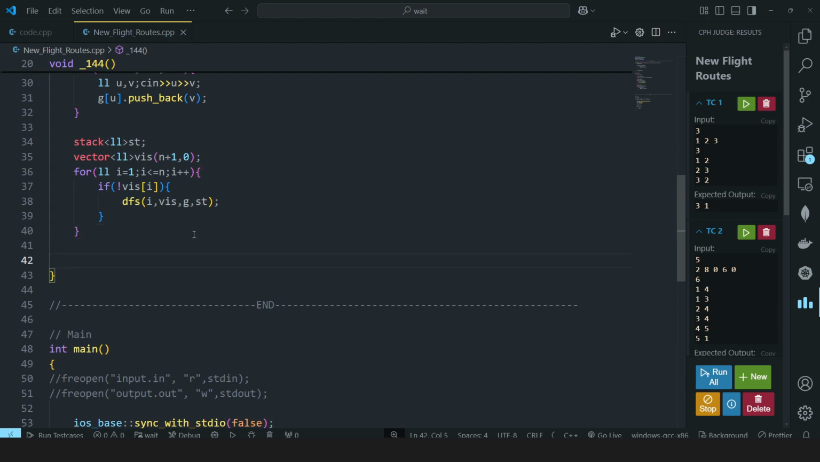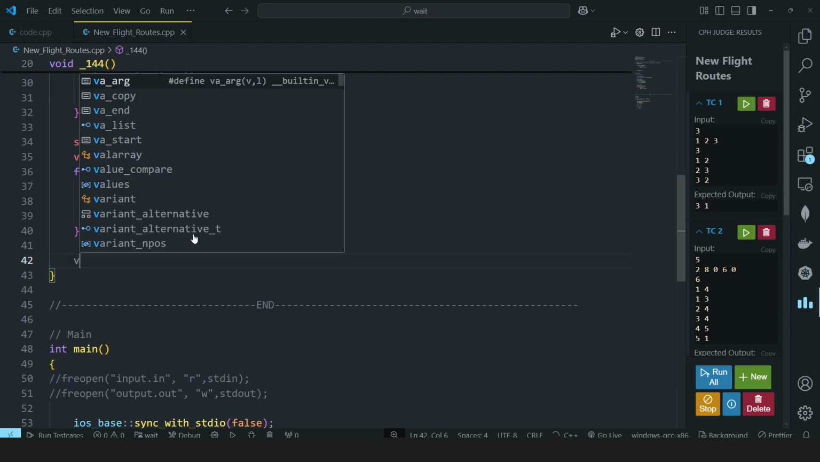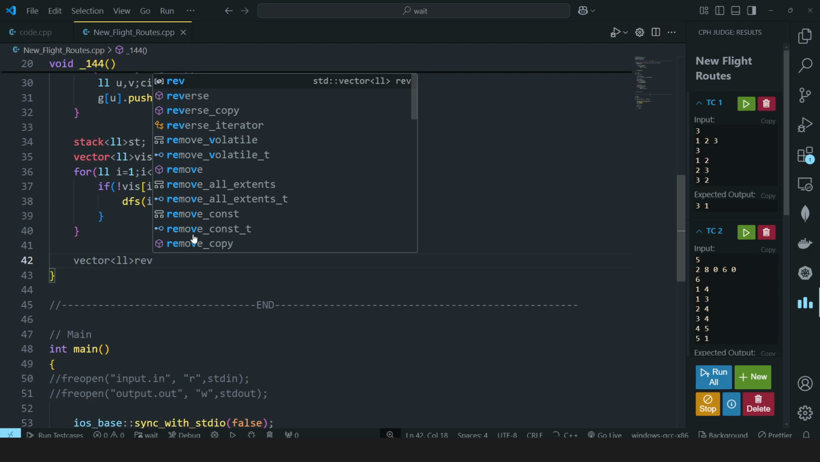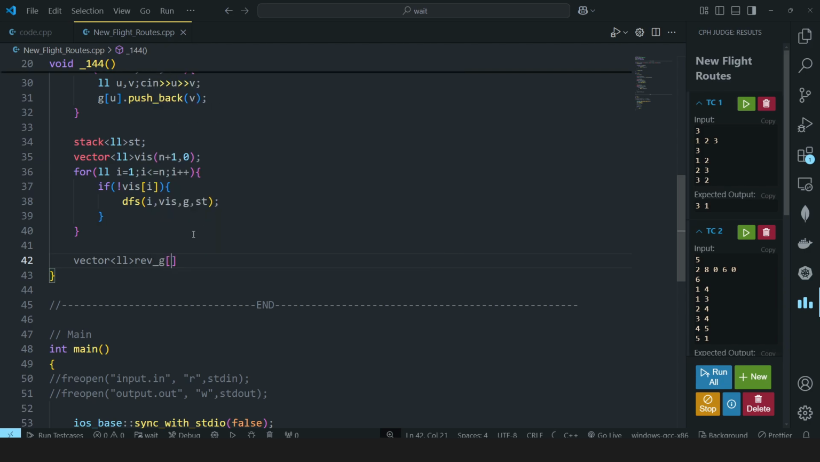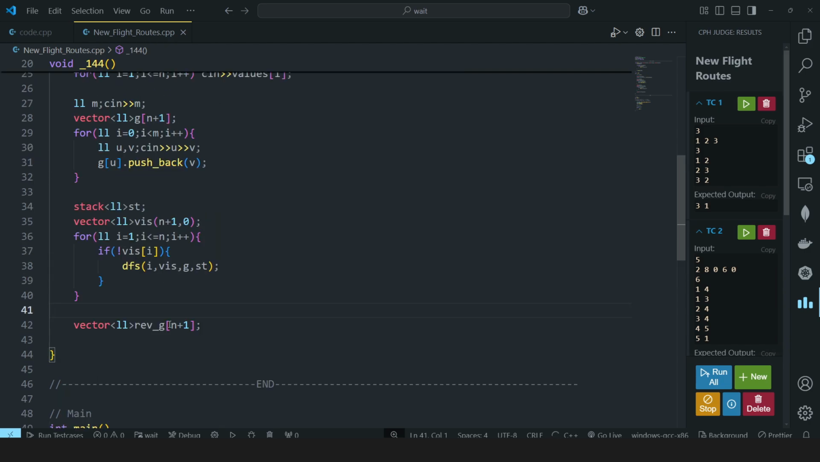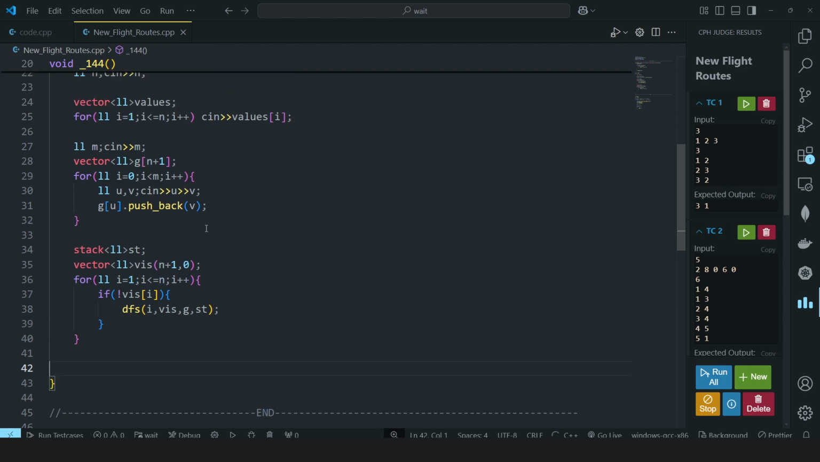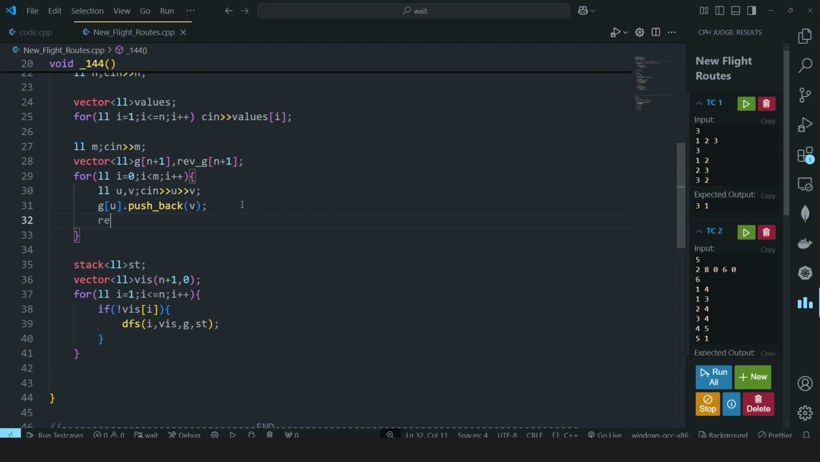After this has been done, what we used to do in Kosaraju's algorithm is reverse the graph. In order to reverse the graph, I'm just using another adjacency list, reverse g, and it will also be of size n+1. But instead of doing it here, I can simply have done this earlier. See, when I was directing the edge from u to v for the original graph, I could have simply said reverse g of v dot push_back u, right?